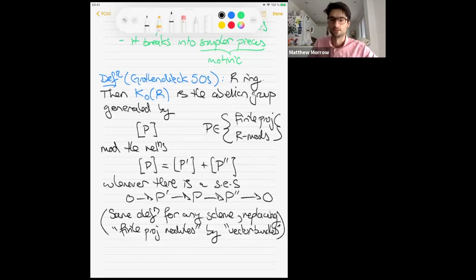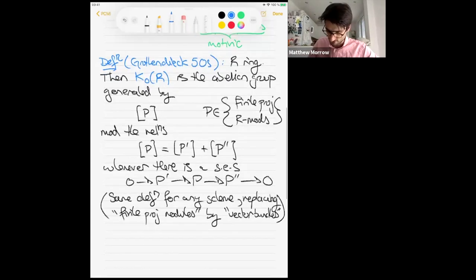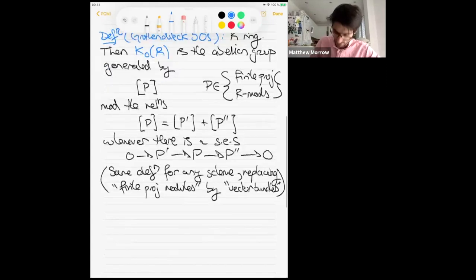Or we can do the same thing for any topological space by looking at real vector bundles or complex vector bundles. And that I suppose we'll do at some moment later. So the definition is pretty simple, but it already outputs some interesting phenomena. So we're going to explore this in a few examples.